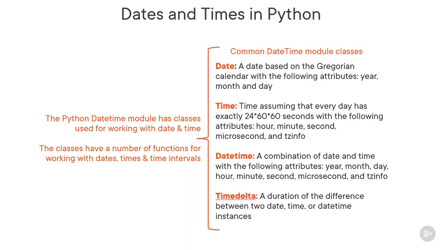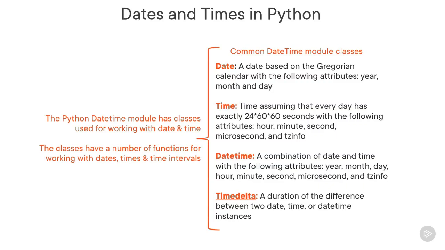These are the most common datetime module classes that you'll probably end up working with. The first one is date, which is based on the Gregorian calendar with the attributes of year, month, and day. Then we have time, which assumes that you have exactly 24 hours in every day, following the attributes of hour, minute, second, and microsecond. Then we have datetime, which is a combination of both your date and your time, and it has the attributes of year, month, day, hour, minute, second, microsecond, and tzinfo.